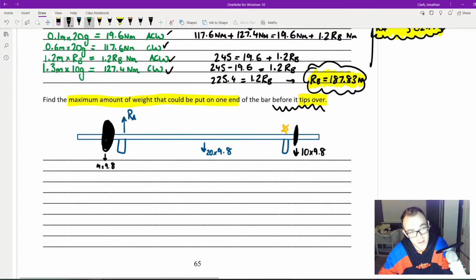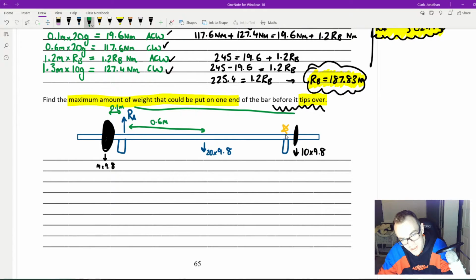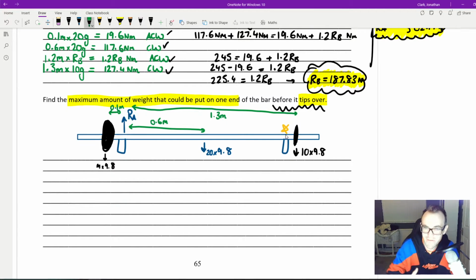Okay. Distances are all the same. So this is still 0.1 meters. This is still 0.6 meters. And I don't know if I want to draw another arrow on. I'll try it. It'll be a bit wonky. Sorry, guys. There we go. And that distance there is still 1.3 meters. So we can piggyback from the previous part. We can use a lot of that information.